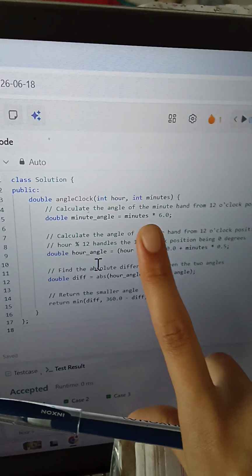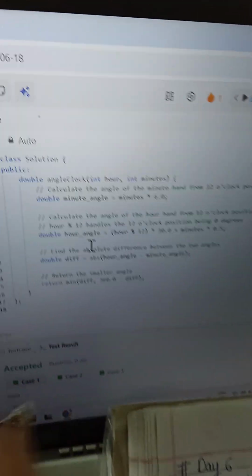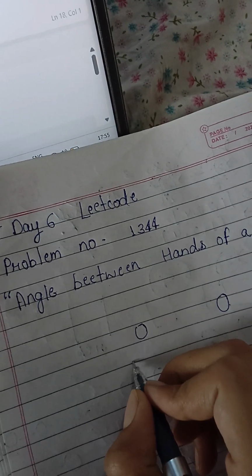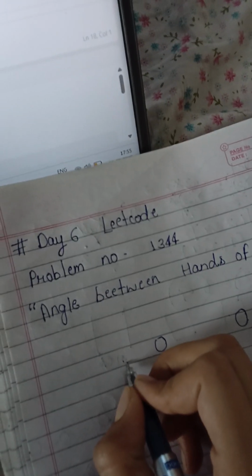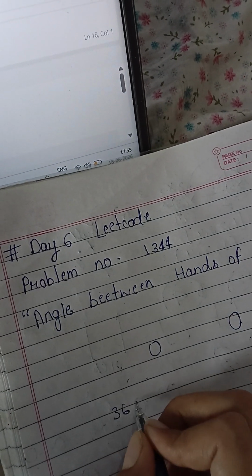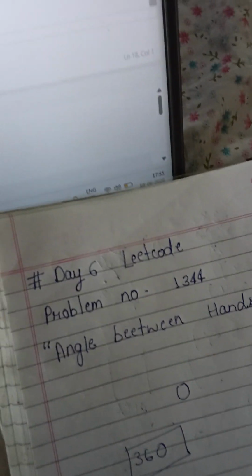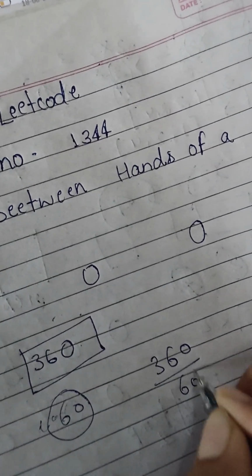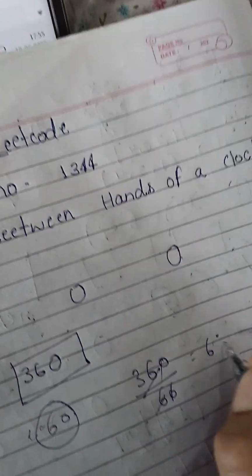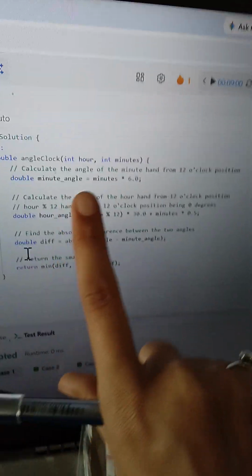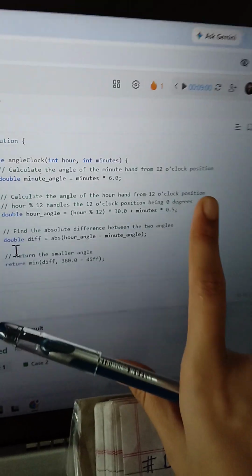Here I wrote minutes times 6 because, as we know, every minute the hand moves 6 degrees. The total is 360 degrees, and there are 60 minutes in one round. So if we divide 360 by 60, it will be 6 degrees per minute. So here we are multiplying minutes by 6.